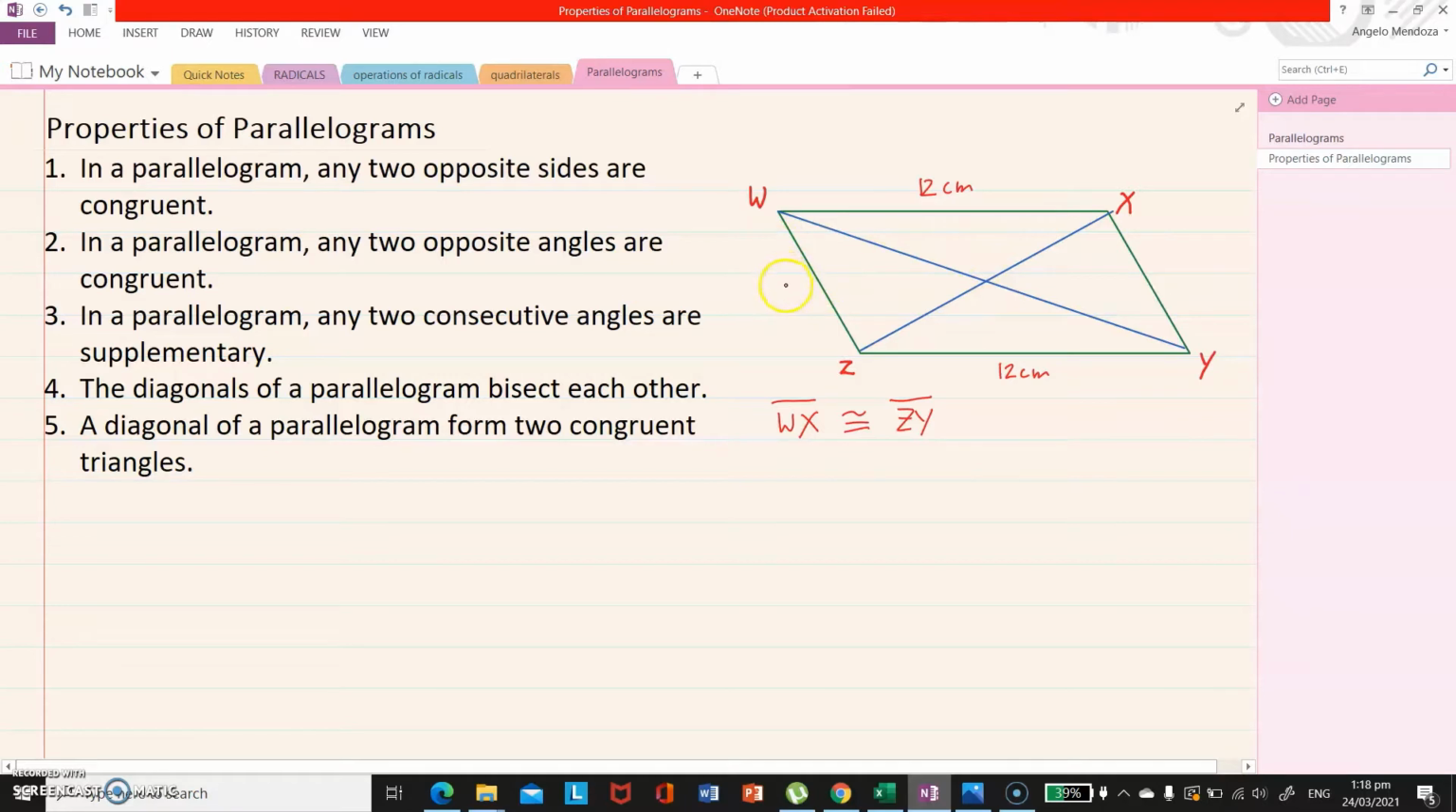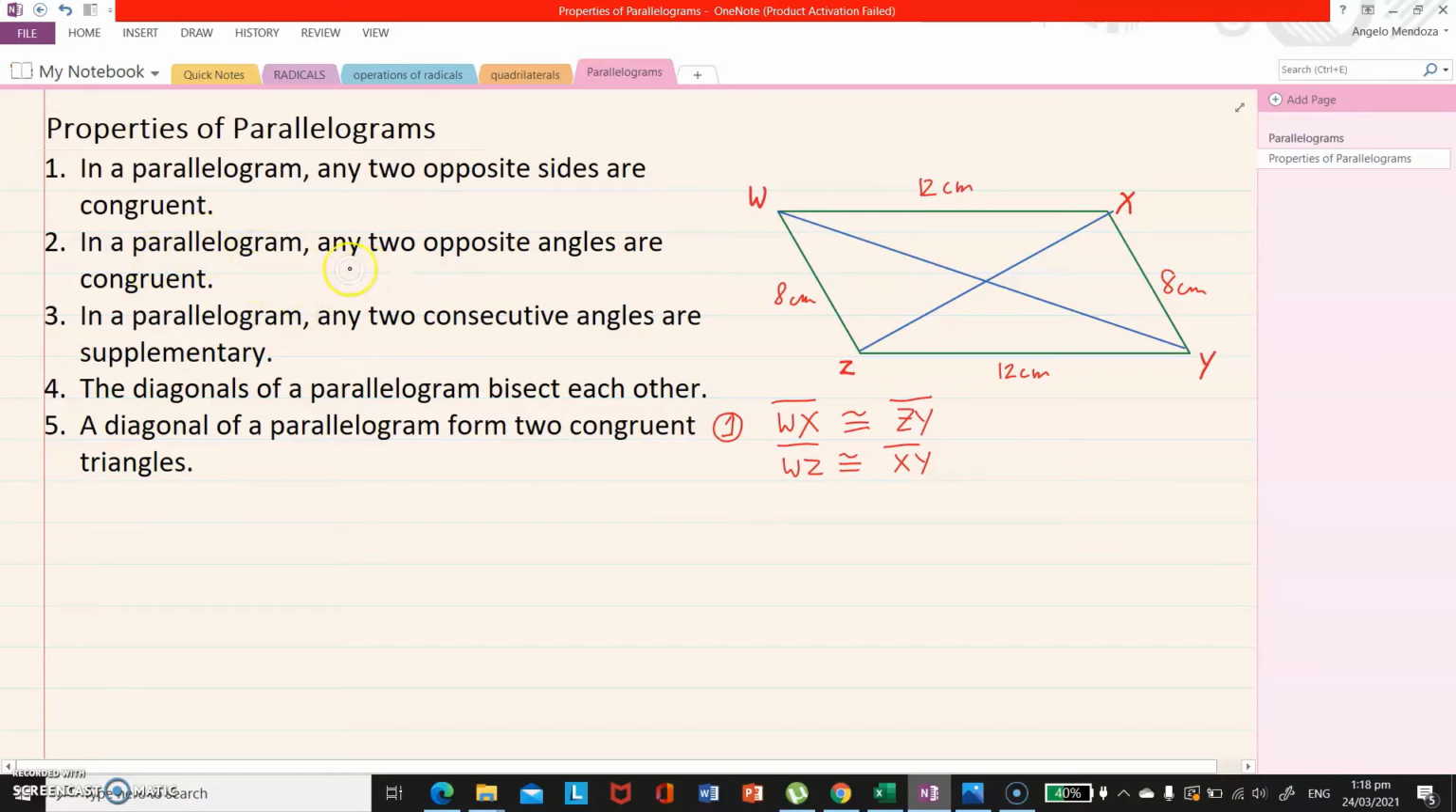So, the same with this side. Let's say this side is 8. Itong side na to, 8 din. 8 centimeters. So, we can say that line segment WZ is congruent to line segment XY. So, yun lang yung ipoprove natin sa number 1. So, actually, ito yung number 1 natin. Number 1. Okay.